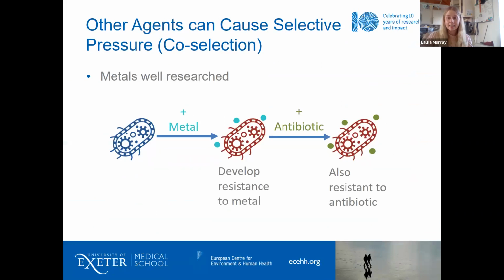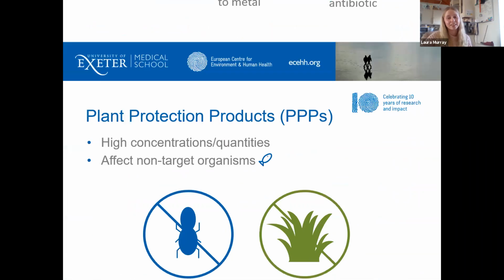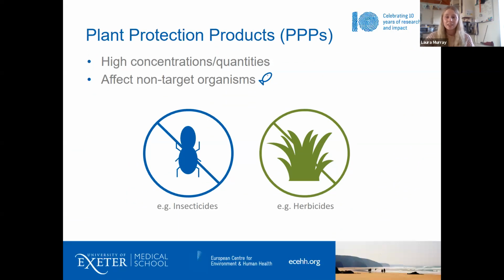Other agents can exert selective pressure. Bacteria can develop resistance to metals, and this resistance may be effective against antibiotics or linked to antibiotic resistance. It's referred to as co-selection, as resistance to two different agents are linked. It's of great concern, as so long as the metal is present, antibiotic resistance can be maintained in the absence of the antibiotic. My PhD will look at whether non-antibiotic plant protection products have this co-selective ability.